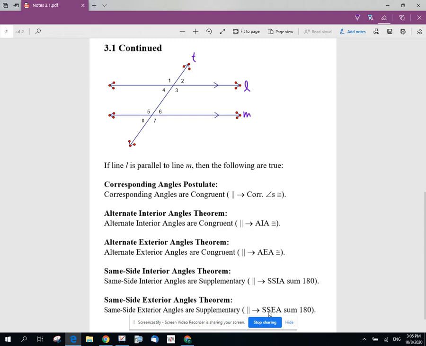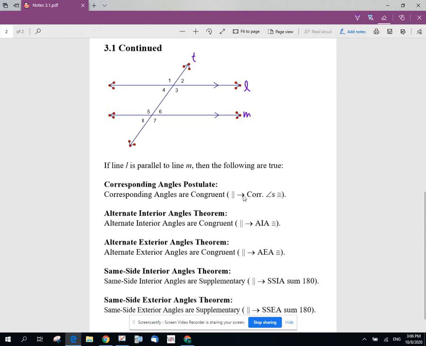The other thing that I need to point out to you on this slide is that as I presented them to you, the order of these matters. The corresponding angles postulate came first. Remember that a postulate is not something that can be proven. It's an accepted fact. A postulate is just true.